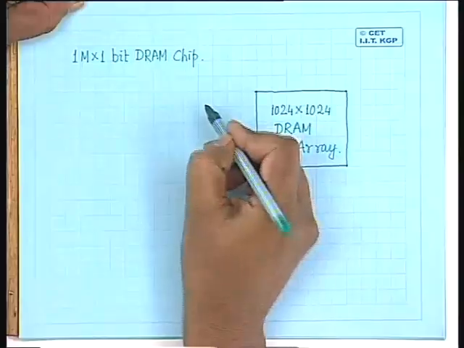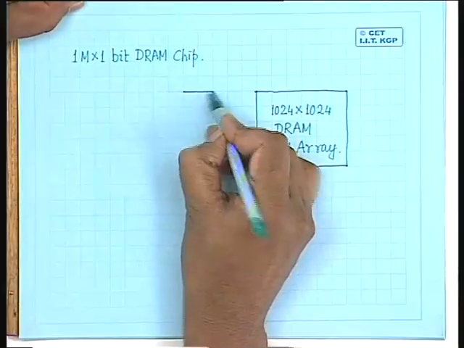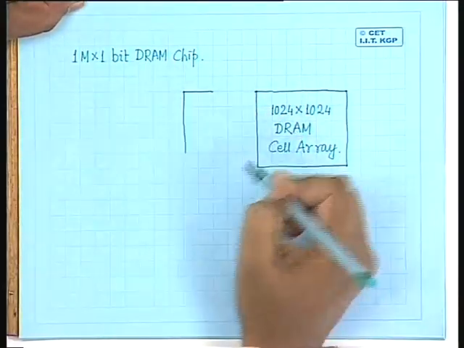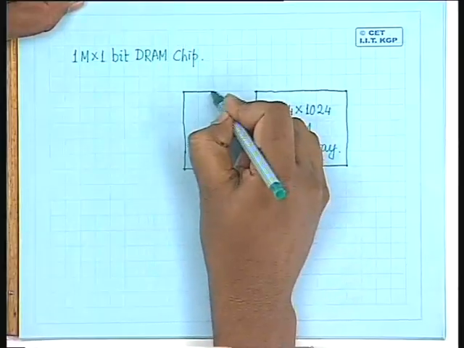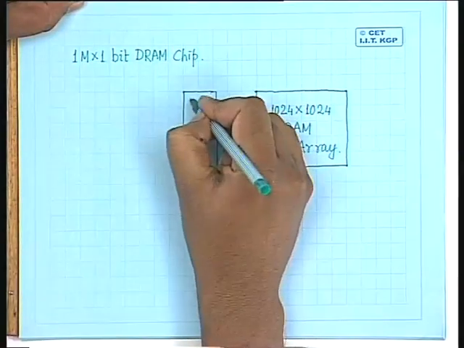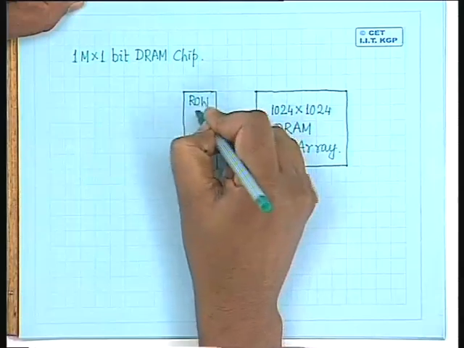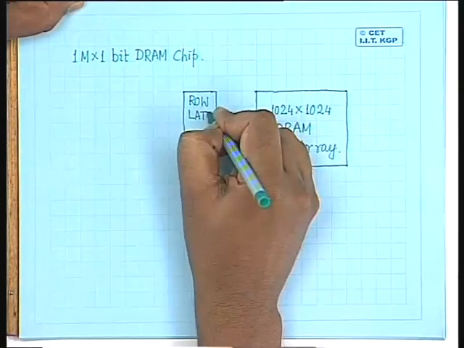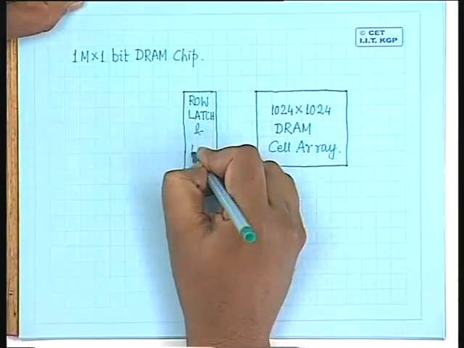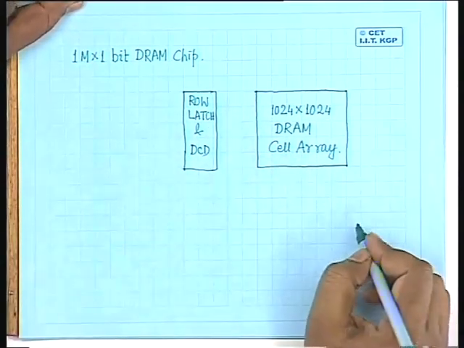So we'll assume that there are 10 address lines over which 20 address bits will be provided, and the bits will be time multiplexed. First you give the row address which is 10 bits, then you give the column address which is again 10 bits. So we'll have two additional components. One of the components we call the row latch and decoder, because I have to have a row address decoder.